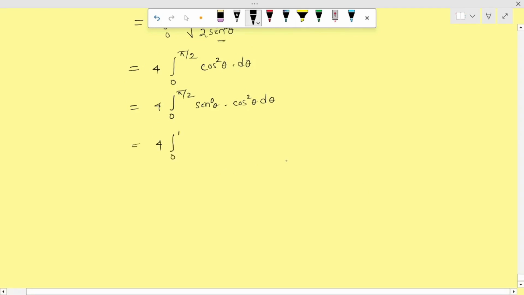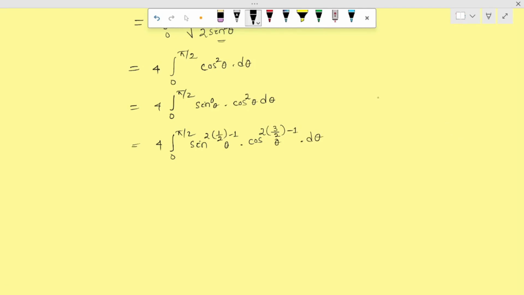This can be written as 0 to pi by 2. Here sin power 0 I can write in this format: 2 into 1 by 2 minus 1 theta. Here 2 got cancelled, 1 minus 1 is 0. This cos square theta, here power 2 can be written in this format: 2 into 3 by 2 minus 1 theta d theta. Here 2 got cancelled, 3 minus 1 is your 2. Okay, now this integral I am going to compare with the trigonometric form of beta function.